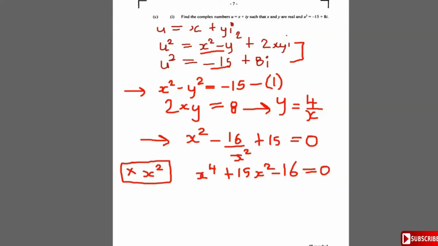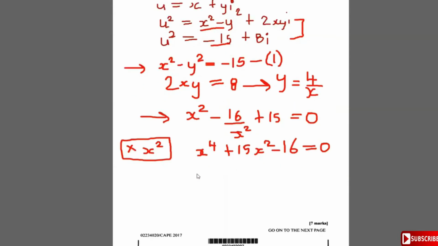So what can we do now? What we can do now is factorize. This is just a hidden quadratic in x squared. So we're going to factorize it, and of course it's equal to 0. So it's going to be x squared. Now, which two numbers when we times them we get minus 16 and add them we get 15? That's 16 and 1. Signs are different and the bigger number is positive. So the plus goes here and the minus goes here.